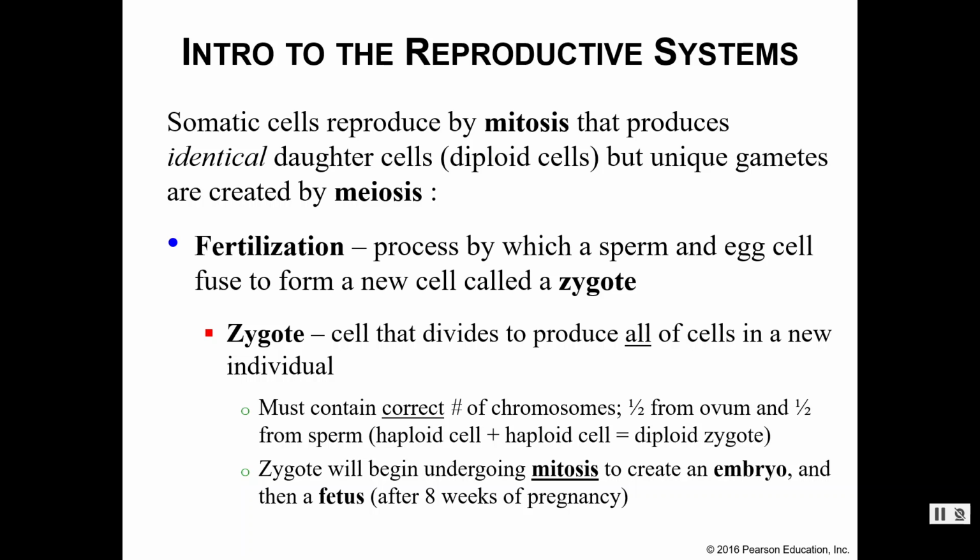The zygote we just mentioned will start to undergo mitosis. Once it gets going and starts to create new cells, we now call it an embryo. And then at the 8-week mark of pregnancy, it has divided enough through mitosis that we now call it a fetus.